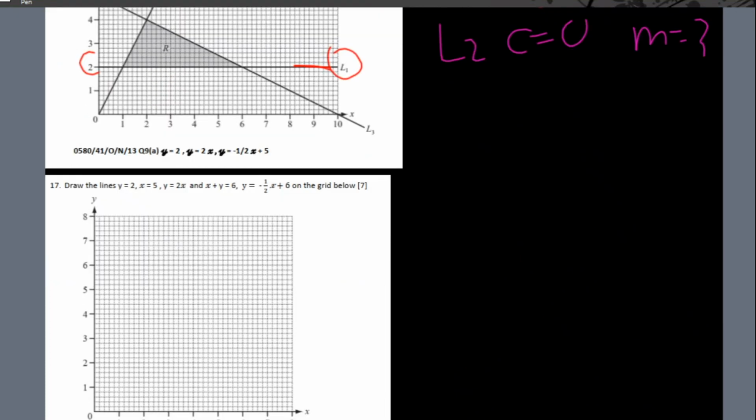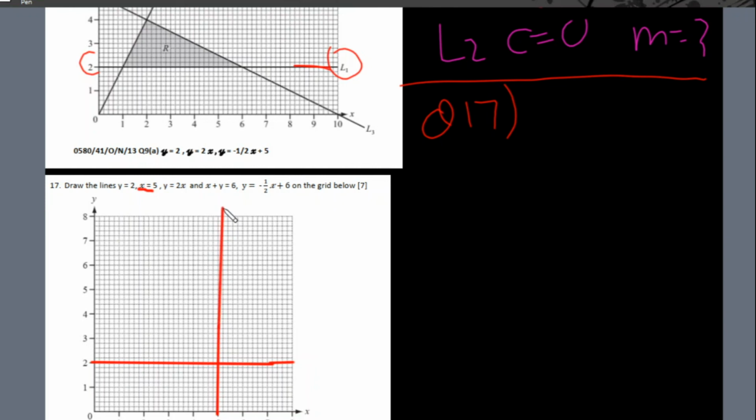Okay. Next up is question number 17, which says draw the line y equals 2. So this is y equals 2, and I'll draw this straight line here. I should have completed it. y equals 2. It should be one smooth straight line. Next it's x equals 5. So here is x equals 5. I'll draw a straight line.